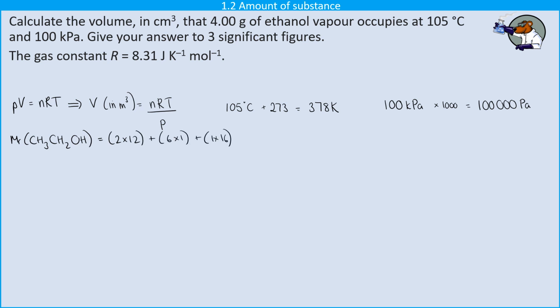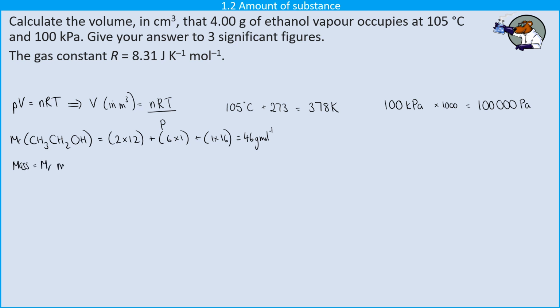So then, in order to work out how many moles I've got, I'm going to need to use the relative formula mass. So to calculate the relative formula mass of ethanol, I'm going to add together the relative atomic masses of all of the atoms that are in that compound. And again, this can often be worth a mark, and it's a really easy mark to lose. So just make sure that you're double checking those calculations.